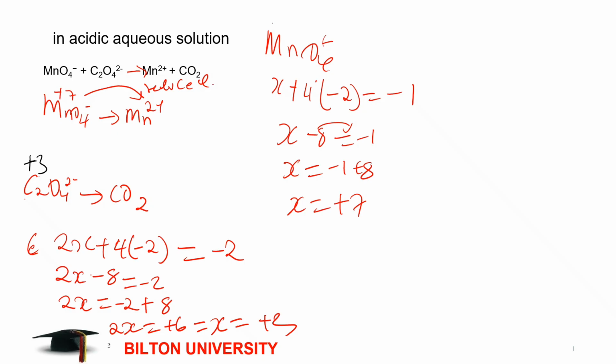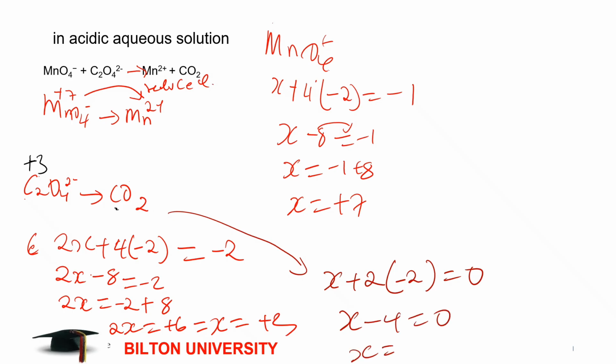And let's look at the carbon on the right hand side, this one. We are calculating for x. So x plus 2 atoms of oxygen, in brackets -2, which is the oxidation number of oxygen, is equal to 0, because the overall charge here is 0. So we're going to have x plus 2 times -2, which gives us -4, equal to 0. So our x is equal to +4, making the carbon here have +4 as the oxidation number.